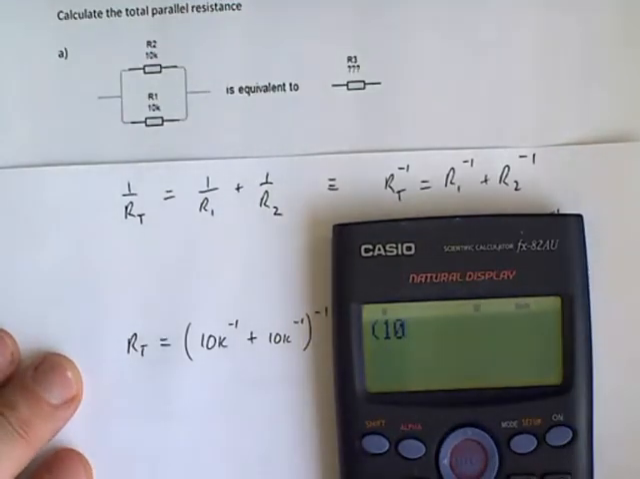If I do the inverse, or the reciprocal, which on this calculator is different for different ones, there it is. So it's the whole button to do it. X to the minus 1.